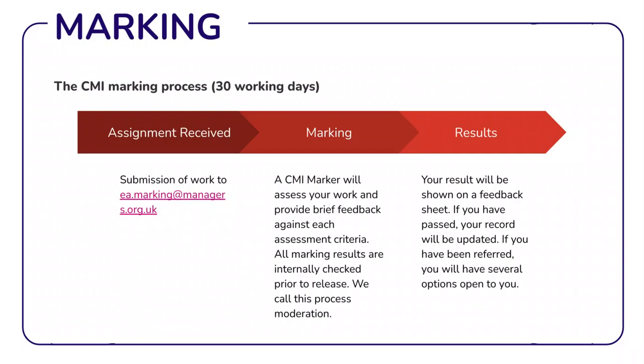So once the assignment is received and been submitted to ea.marking@managers.org.uk, we acknowledge this. A CMI marker will then assess your work and provide brief feedback against each of the individual assessment criteria. All marking results are internally checked prior to release. We call this process moderation. Your result will be shown on a feedback sheet. If you have passed, your record will be updated. If you have been referred, you will have several options open to you.